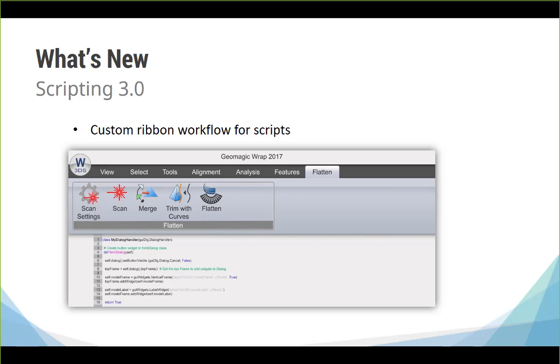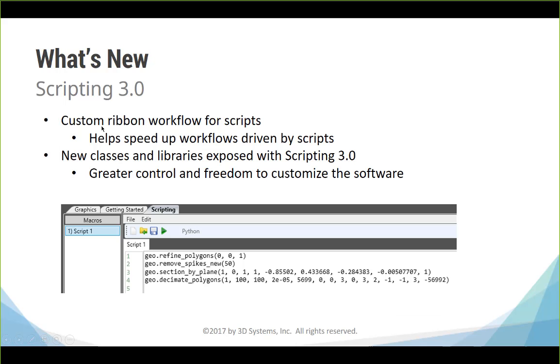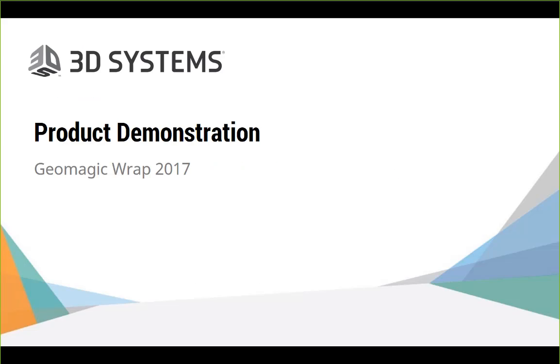And then just to highlight some of the scripting functionality. One thing that's interesting is you can create a custom ribbon. So you can create custom workflows with your scripts and apply them to different buttons in the interface. And again, we're updating the classes and libraries that are exposed in our scripting 3.0, and that helps high-end users that are taking advantage of the scripting functionality, and it exposes more of that to you.